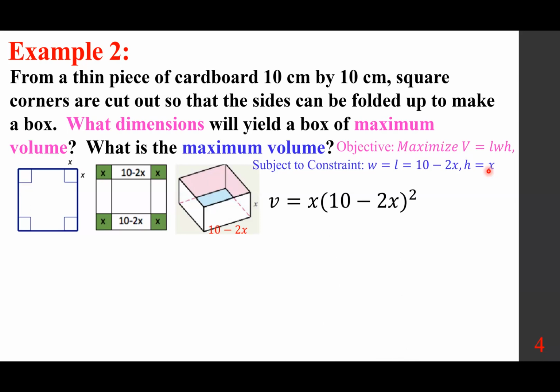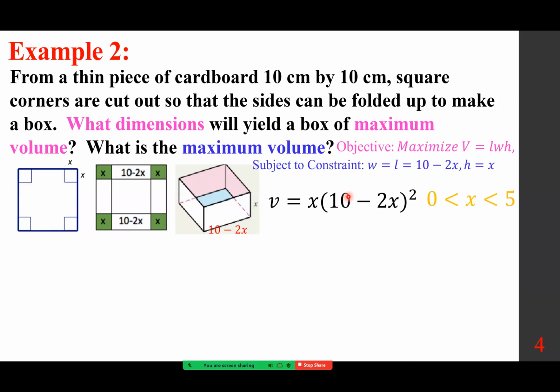Now, x is between 0 and 5. Why is that? First and foremost, x represents a dimension, so it must be positive. So you're cutting some piece from it. If you fold this in half, it becomes 5. If you cut 5, there is no box to be made. That's one way to look at it.